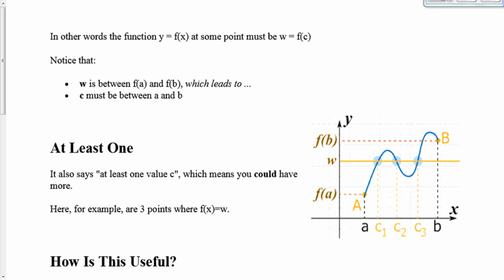And that's in another way. So we can also say at least one value c, which means if you look at this graph, there doesn't just have to be one x value where I plug it into the function and the function value is equal to this w y value. You could have multiple ones. I could have many ones. I could have infinitely many ones, especially if you're talking about a sine function or a cosine function that's going to continuously repeat.